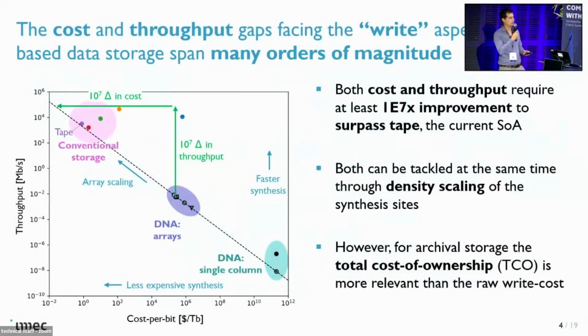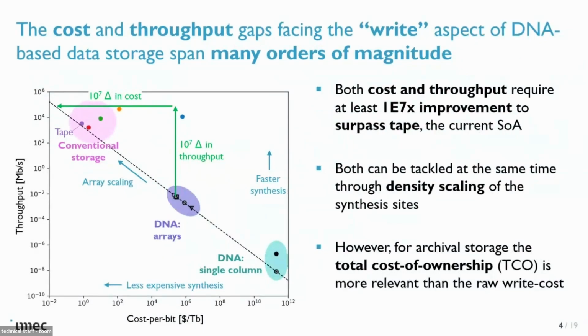Okay, so back to data storage. I think it's quite clear that in order for data storage to become a reality, there are many orders of magnitude that need to be bridged, both in terms of cost and throughput in the right part of synthesis. We can debate a bit how many exact orders of magnitude that needs to be. In this graph, I think this point here is 10 million sites on a DNA electrochemical array. It's a lot, right? So that's not a trivial thing to do.